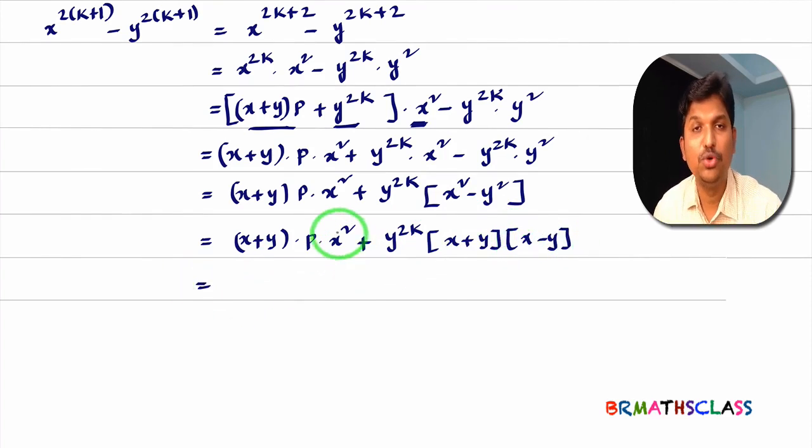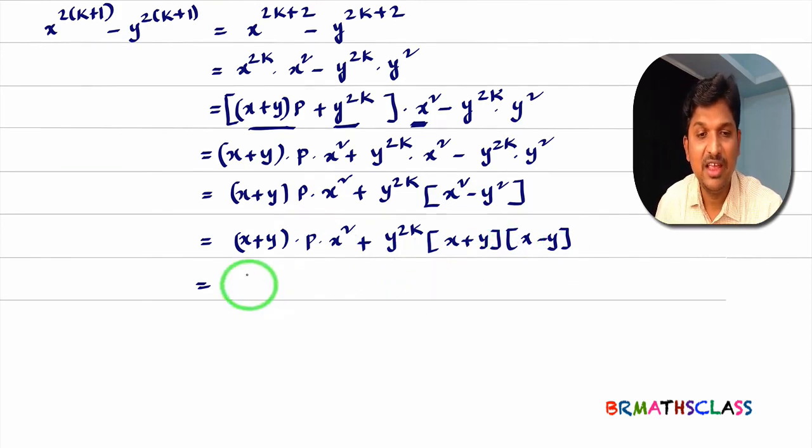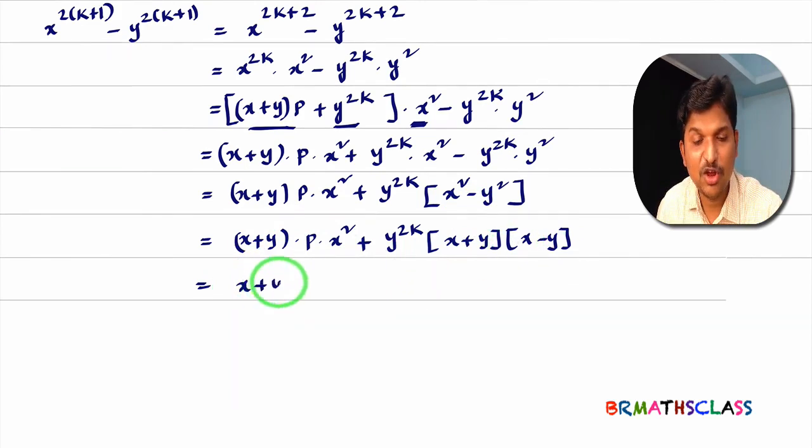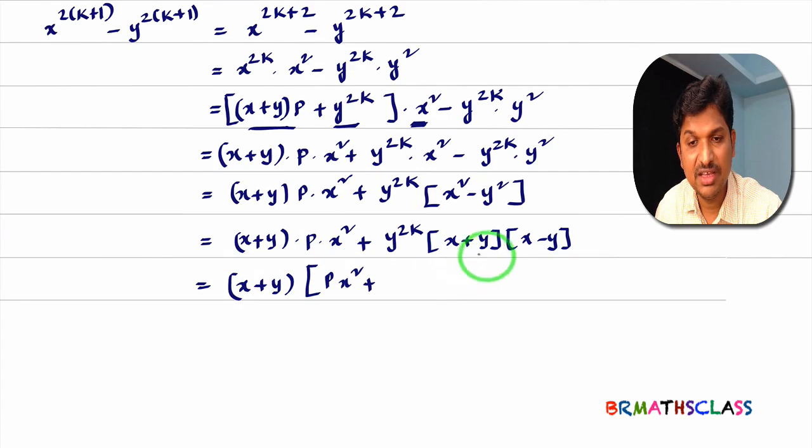Okay, you observe here we have two terms. This is the first term, this is the second term. In this term x plus y is there. In this term also x plus y is there. So you take x plus y common. What will you get? Here p x square plus, if you take x plus y common, what you will get is y power 2k into x minus y.